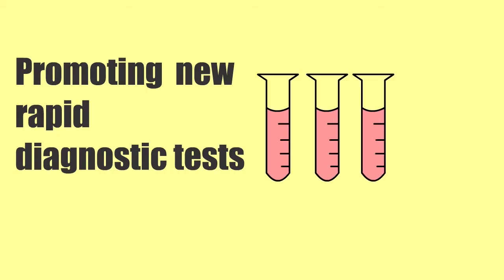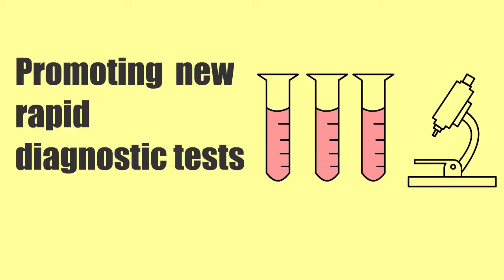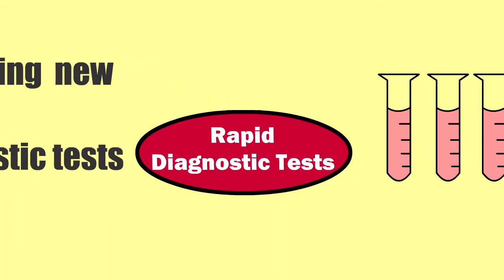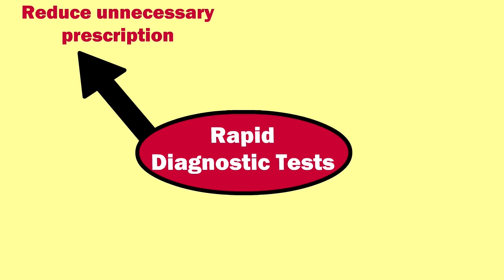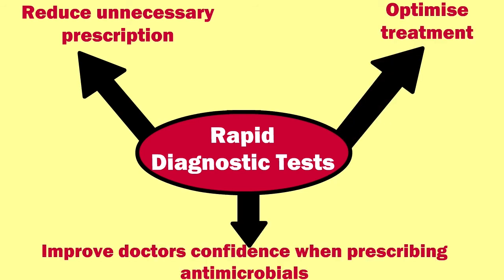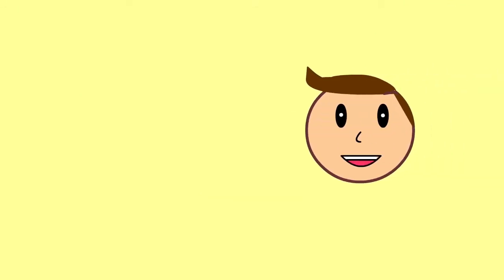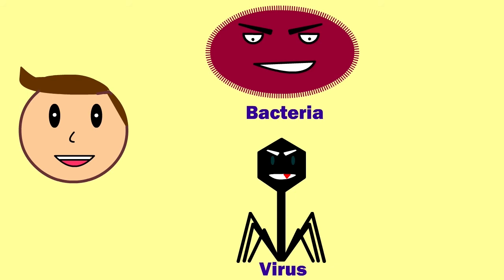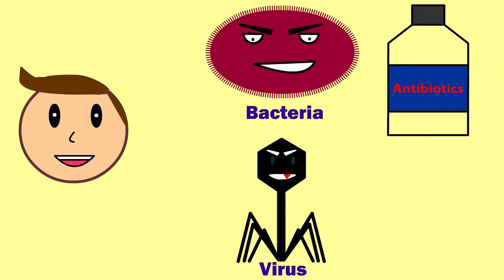Promoting new rapid diagnostic tests is another intervention that can help tackle the antimicrobial crisis. Rapid diagnostic tests can reduce unnecessary prescriptions, optimize treatment, and improve doctors' confidence when prescribing antimicrobials. It can do this by allowing doctors to know if the infection is viral or bacterial. This will ensure that antibiotics are given to those who need them.